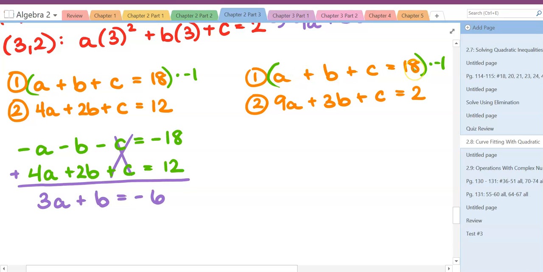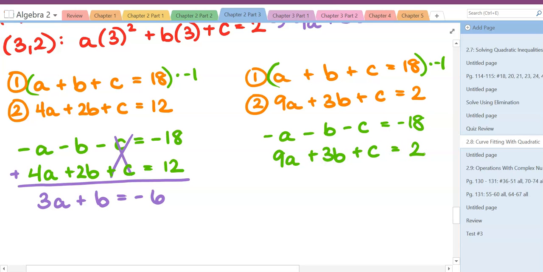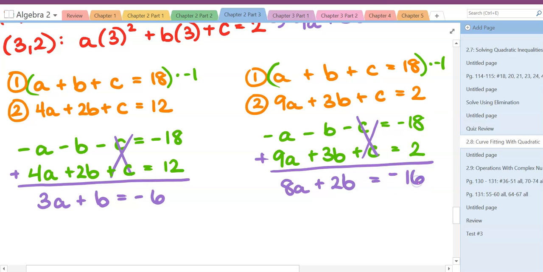For the second pairing, I do the same thing. I get -a, -b, -c equals -18. Drop down that second equation, 9a plus 3b plus c equals 2. Add them again. The c's cancel once more. And then I have 8a plus 2b equals -16.